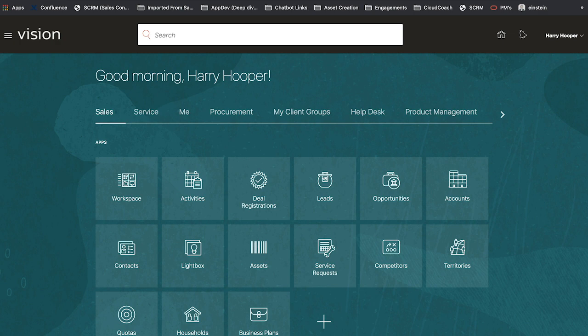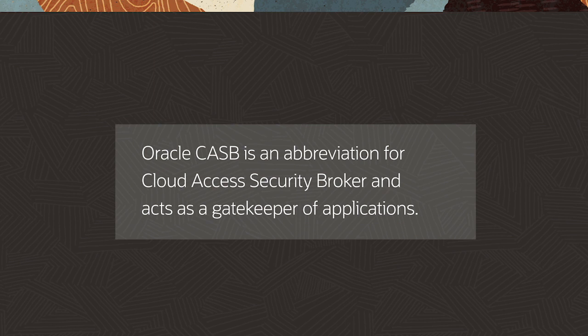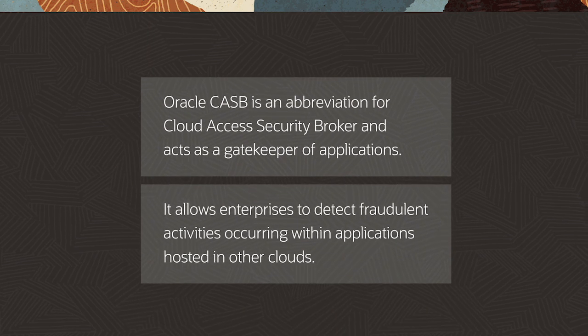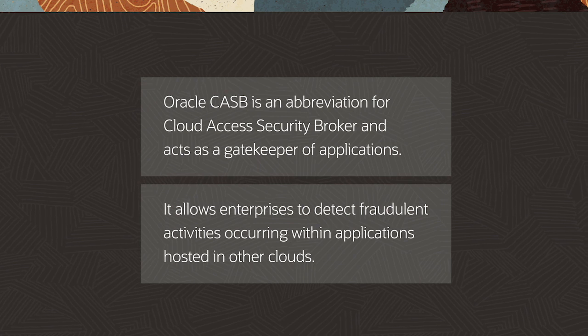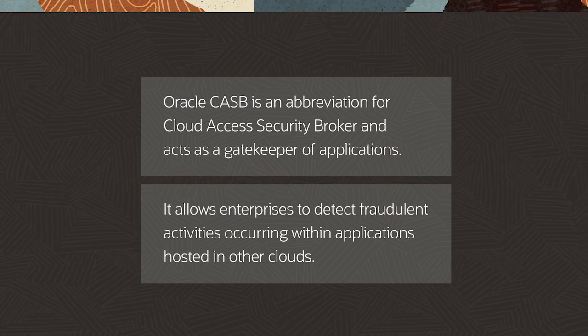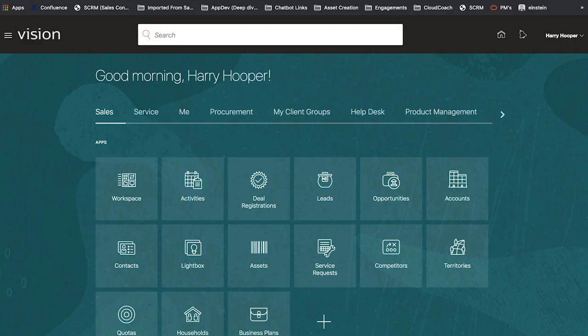Before we begin, let's define what CASB is. It is an abbreviation for Cloud Access Security Broker and acts as a gatekeeper of applications. It allows enterprises to detect fraudulent activities occurring within applications hosted in clouds. In our case, CASB helps the enterprise detect and mitigate fraudulent actions occurring in their SaaS ERP.